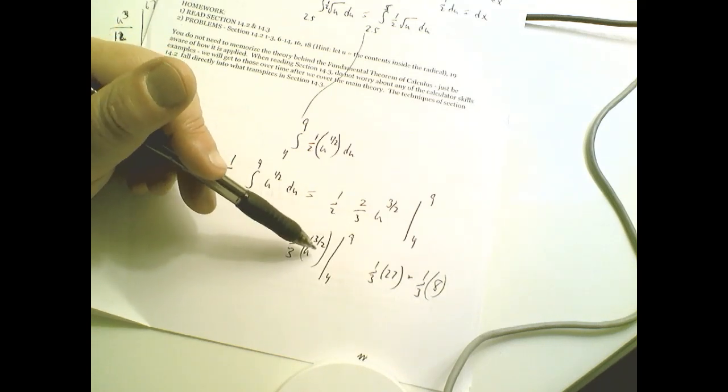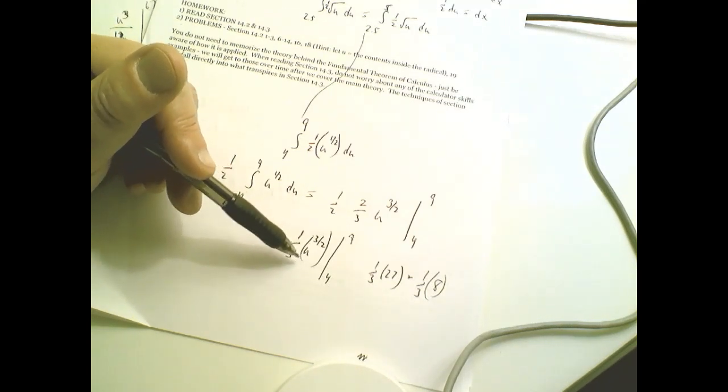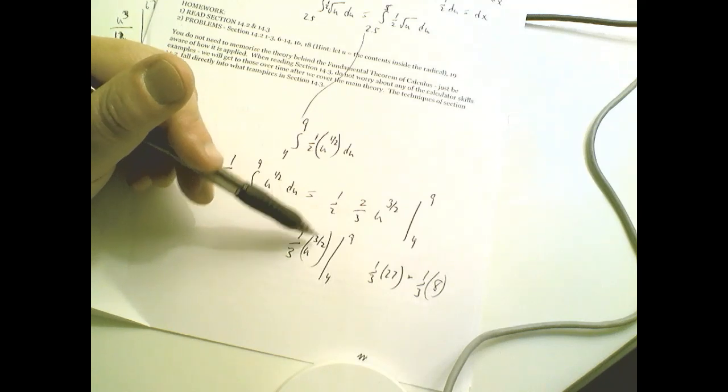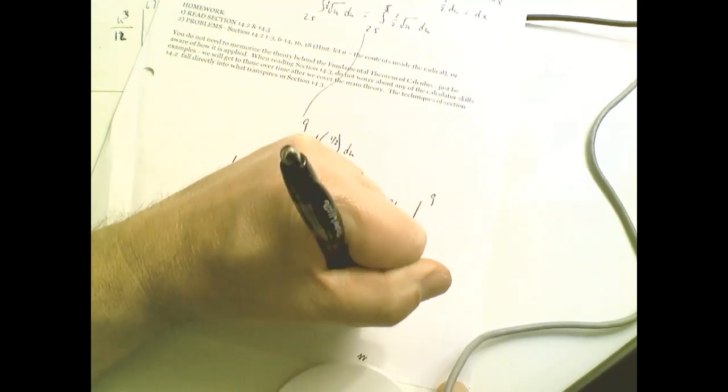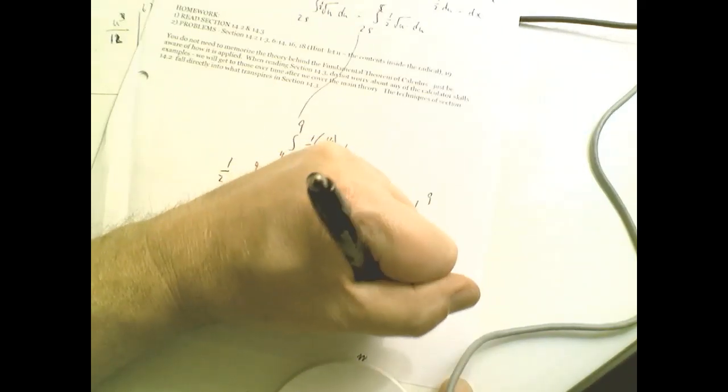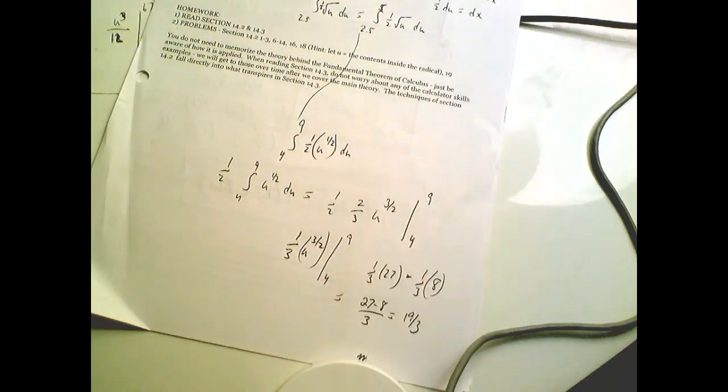Square root of 4 is 2. 2 cubed is 8. Final answer, 27 minus 8 over 3, or 19/3. So these are some good examples of just computing some integrals.